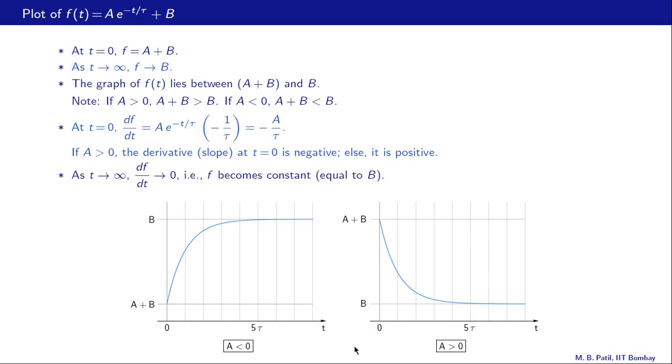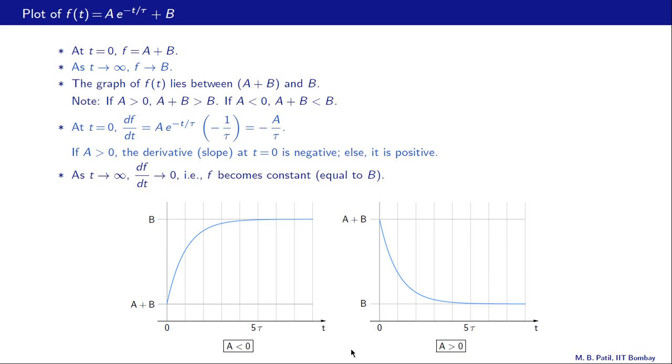So these are the only two possibilities we have. If a is negative, then f of t starts off with a positive slope at t equal to 0. There is some variation in f of t up to 5 tau, and then it approaches a constant, that is b, and the slope of course becomes 0. In the other case, when a is positive, f of t starts with a negative slope at t equal to 0, then there is some variation up to 5 tau, and after that f of t becomes constant. That means the derivative becomes 0.